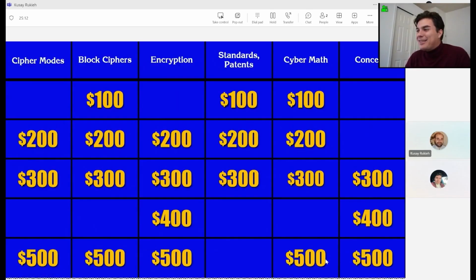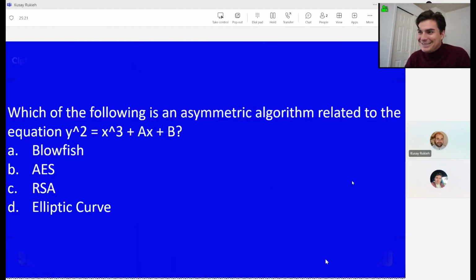Let's go with Cybermath for $100. Ready? Yeah. Which of the following is an asymmetric algorithm related to the following equation? This is the question for $100. That's a tough one too. Yeah, this is definitely a tough one.